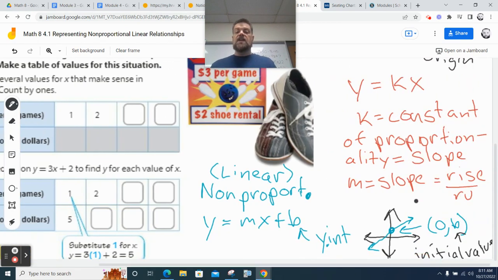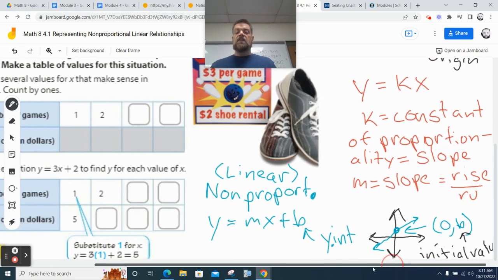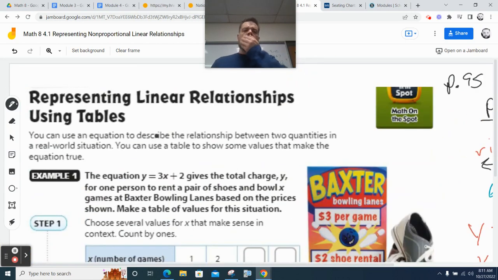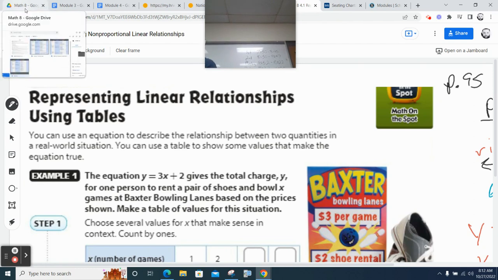Can I move to the example? Do you guys have this written down? All right. So it says you can use an equation to describe the relationship between two quantities in a real-world scenario. You could use a table of values that make an equation true. So to make an equation true, we're going to do a little bit of math. Does everybody have a calculator? If you don't, can I get a couple people to pass those out? Because we're going to let our calculators do a little bit of work for us today, because we have to repeat a lot of work.